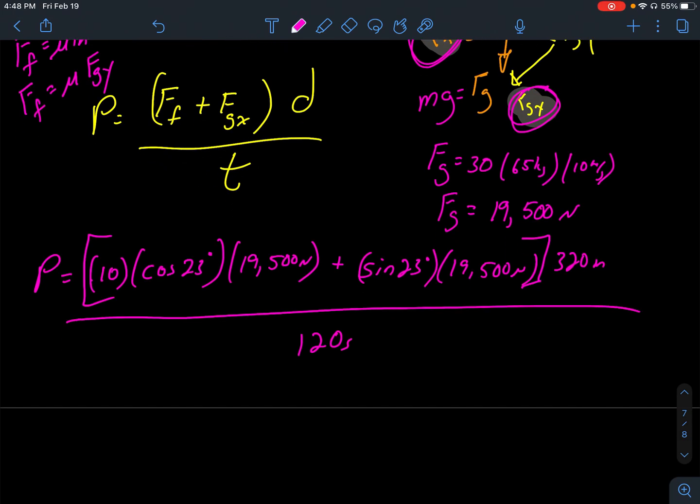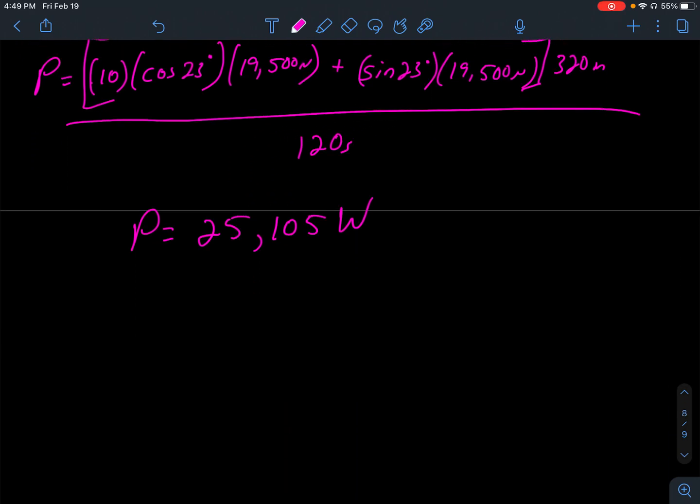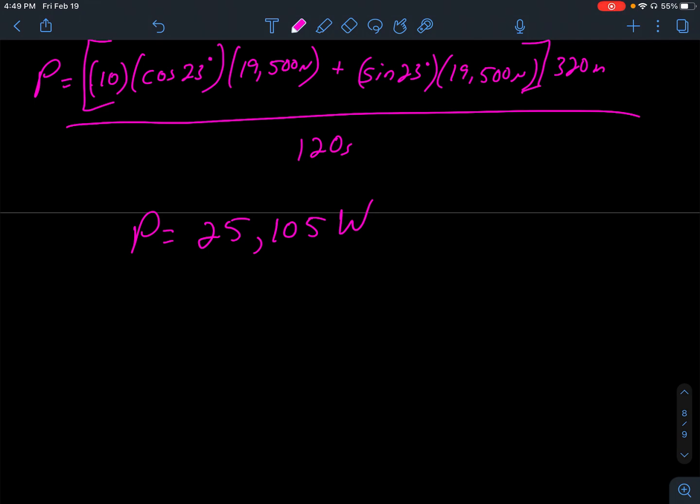And then we can plug all that in, get a power of 25,105 watts. But for us, we're not really familiar with watts. Maybe with light bulbs, but maybe not with engines and things. So maybe we need to convert that. If we look up a conversion factor from horsepower to watts, 1 horsepower is 746 watts. If it was a test or a real AP exam, they have to tell you that in the problem. But I don't think they would ask you to convert.